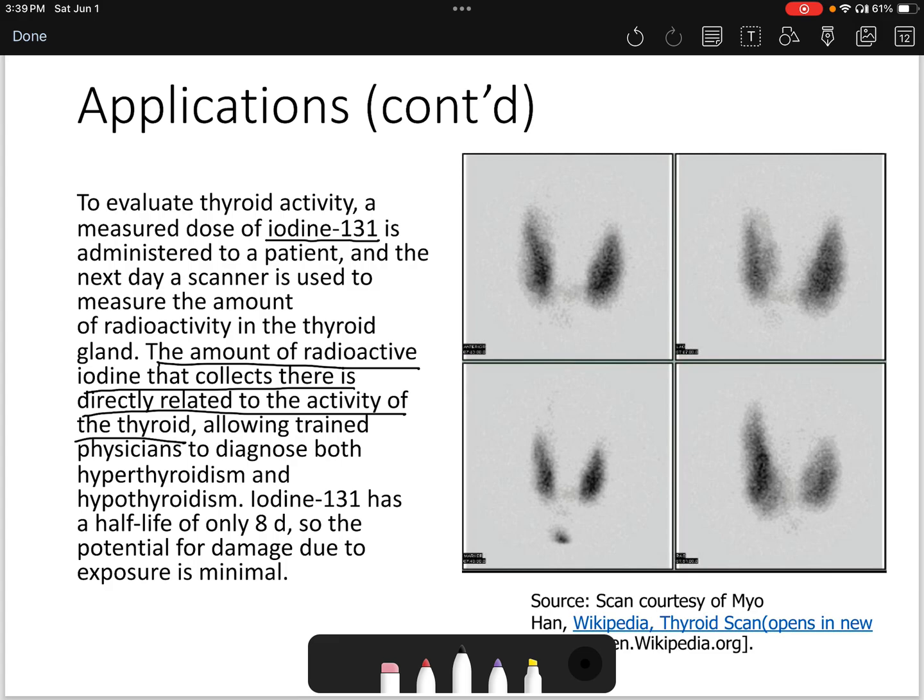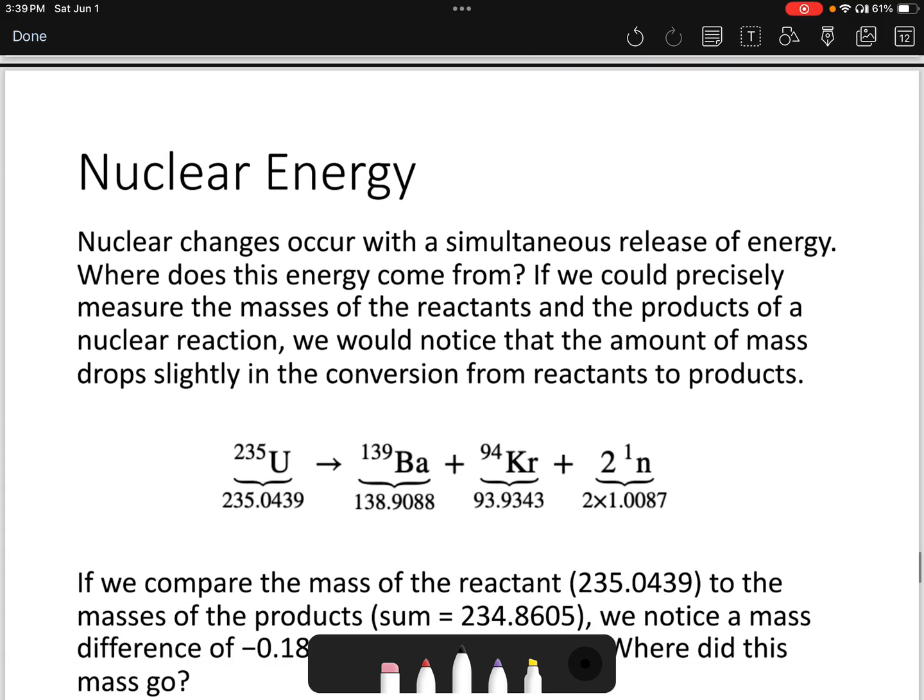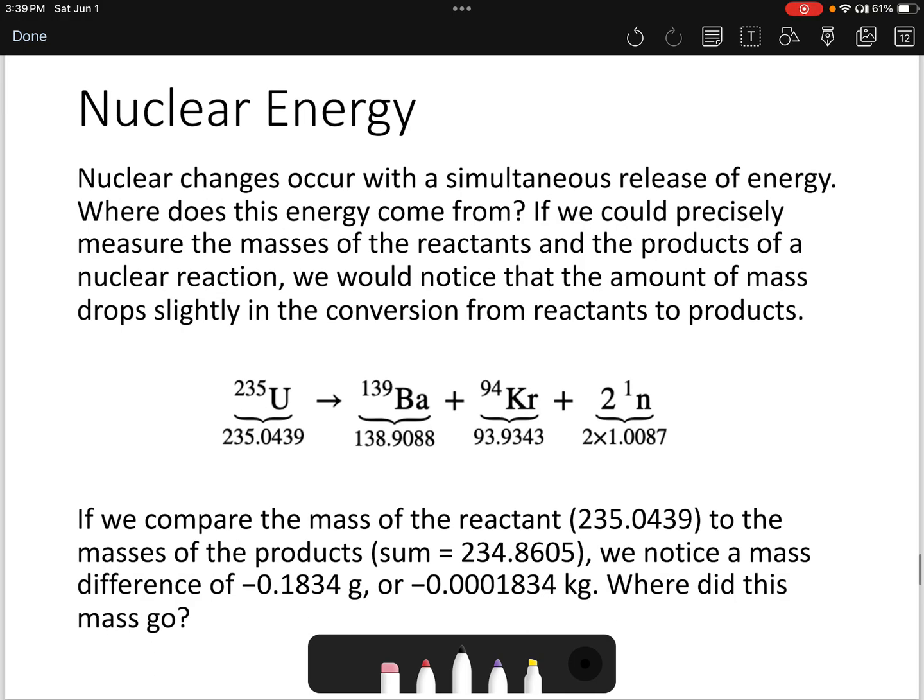And then off to the right, I actually have some scans of thyroids with the iodine 131. So you can see the thyroid almost looks like a little butterfly. All right, so those were some positive uses of radioactive decay. Of course, there are some cons to radioactive energy. Now, before we talk about some of the cons, let's talk a little bit more about nuclear energy.